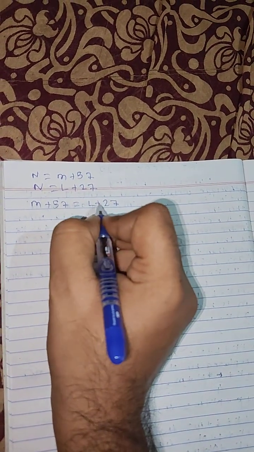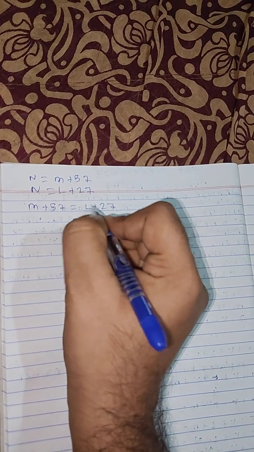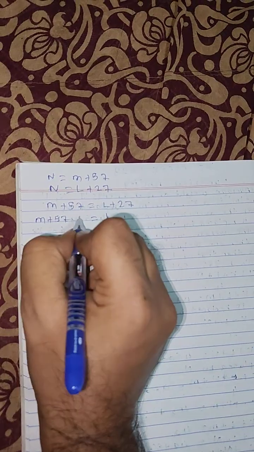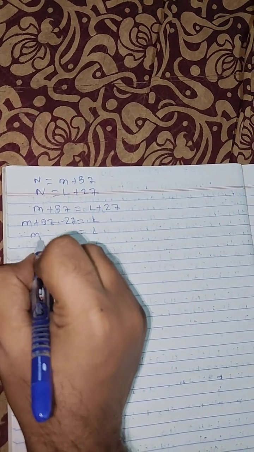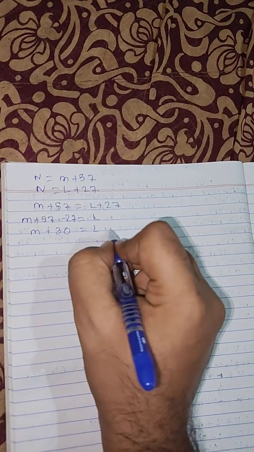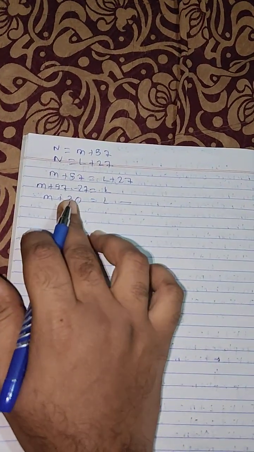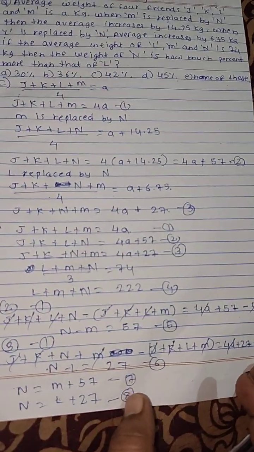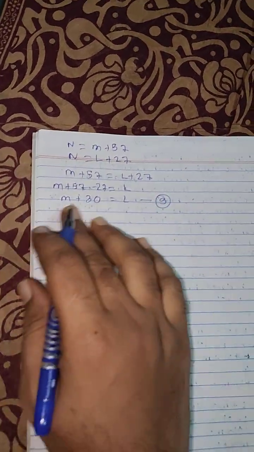Okay, so now we can find l as it is. We can move this 27 to this side: m plus 57, here plus, so here minus. So the value of l will be m plus 30. This is one more equation we have got by combining the values. So l equal to m plus 30, and we can call this equation 9. Okay, up to here we have solved.